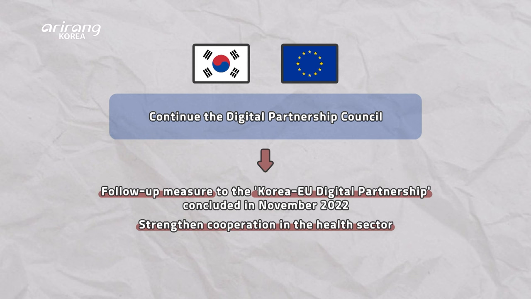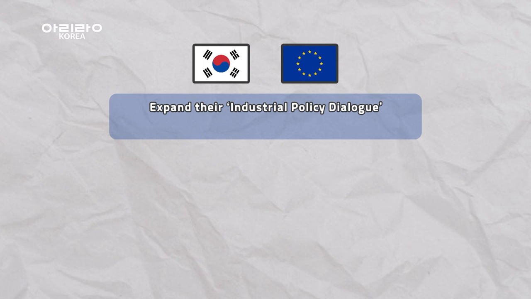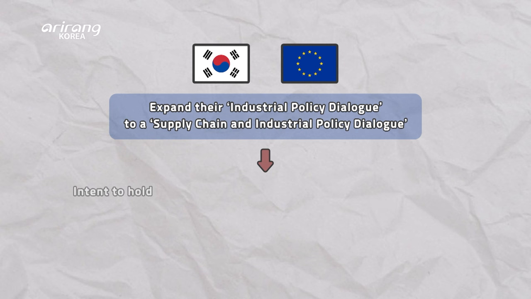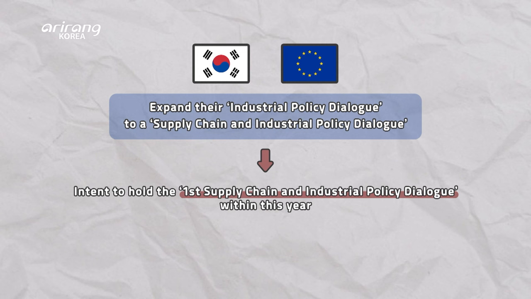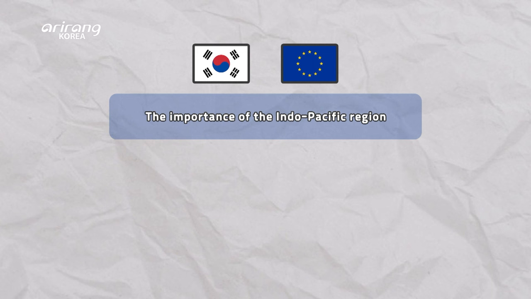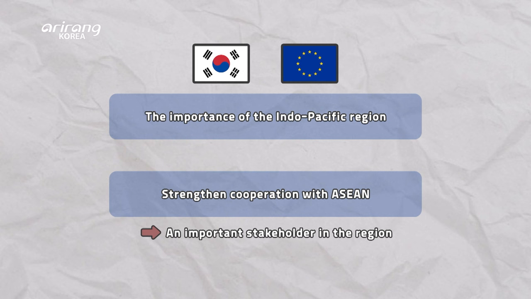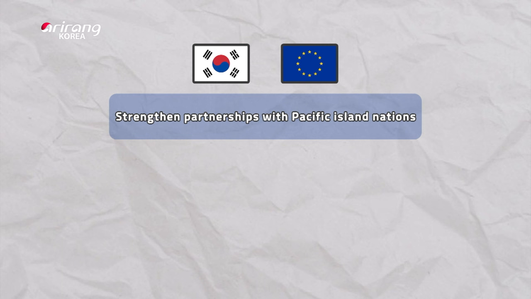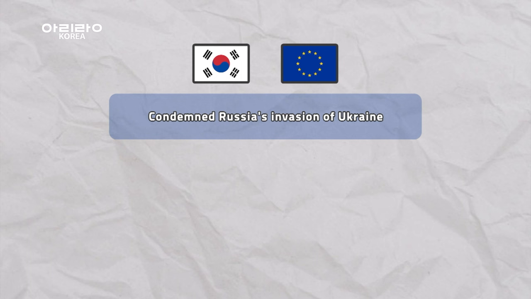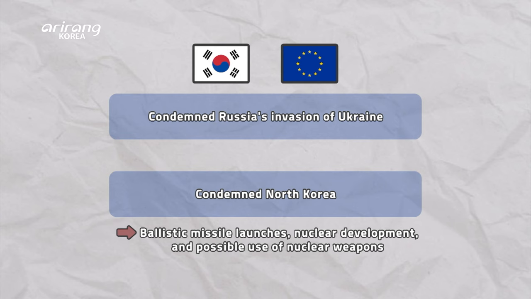The two sides agreed to expand their industrial policy dialogue to a supply chain and industrial policy dialogue, and expressed an intent to hold the first supply chain and industrial policy dialogue within this year. They also reaffirmed the importance of the Indo-Pacific region and decided to strengthen cooperation with ASEAN, an important stakeholder in the region. In addition, the leaders decided to work to strengthen partnerships with Pacific Island nations. Furthermore, the leaders condemned Russia's invasion of Ukraine and North Korea's ballistic missile launches, nuclear development, and possible use of nuclear weapons.